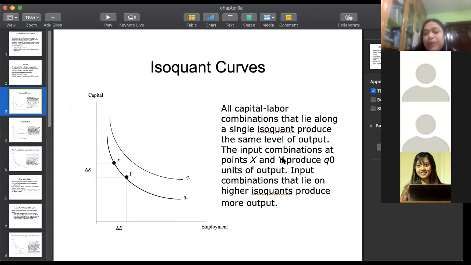Okay, and the properties of isoquants are important to figure out the optimal, the equilibrium level of employment and capital. Okay, so that's why we defined isoquants, and this is the property of isoquants. They are downward sloping, and their slope reflects the negative of the marginal productivities of capital and labor.